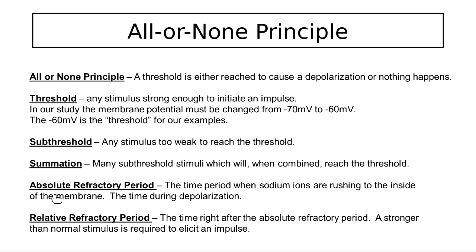Absolute refractory period: the time period when sodium ions are rushing to the inside of the membrane, and so the membrane is being depolarized. That's the absolute refractory period. That means that another impulse cannot do anything. The membrane is in the process of being depolarized, so another impulse won't make it depolarize again. Now, relative refractory period is the time right after the absolute refractory period. That's when it's starting to repolarize. Potassiums are flooding out. A stronger than normal stimulus is required to elicit an impulse.